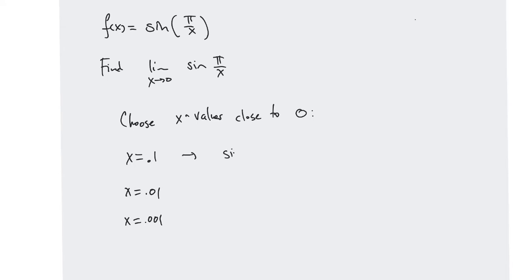For this, you get sine of pi divided by 0.1. But 0.1 is 1/10. So dividing by 0.1 is the same as multiplying by 10, isn't it? I think so. This is the same as sine of 10 pi. Any trigonometry masters out there? Do you know what sine of 10 pi is?